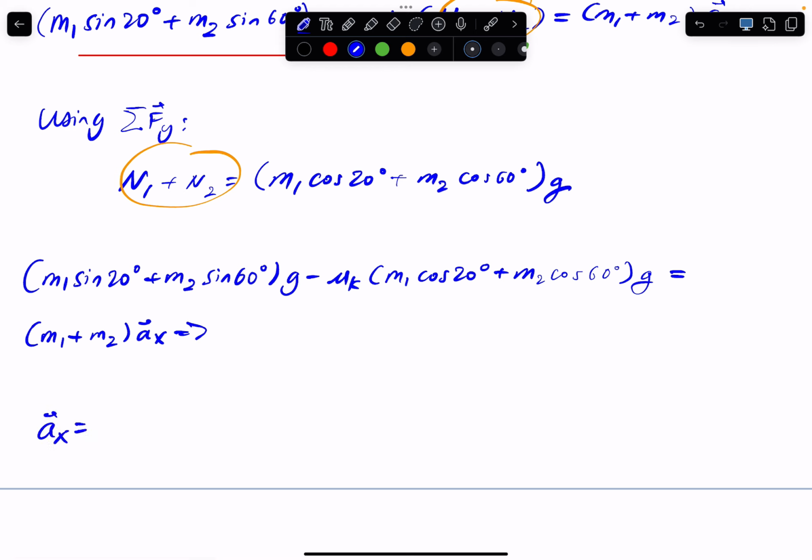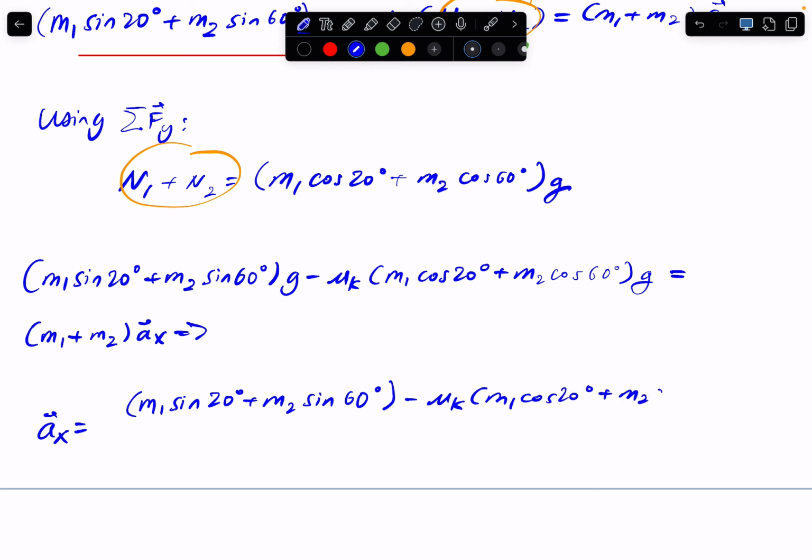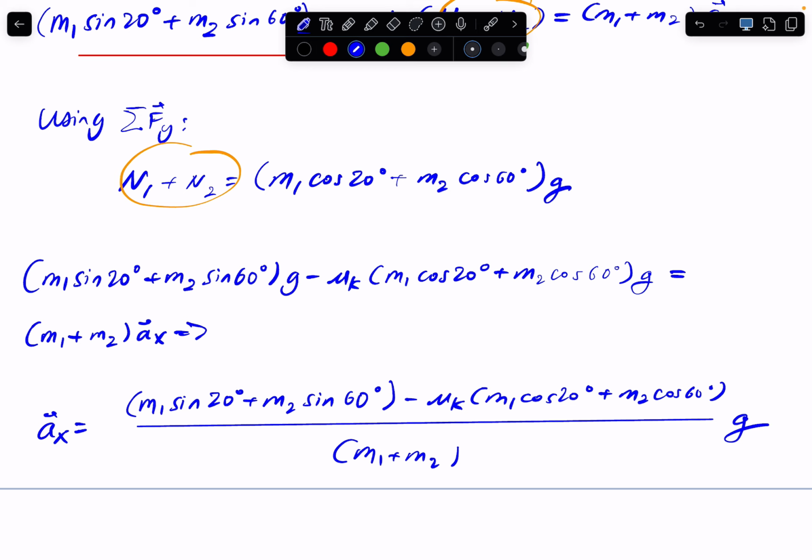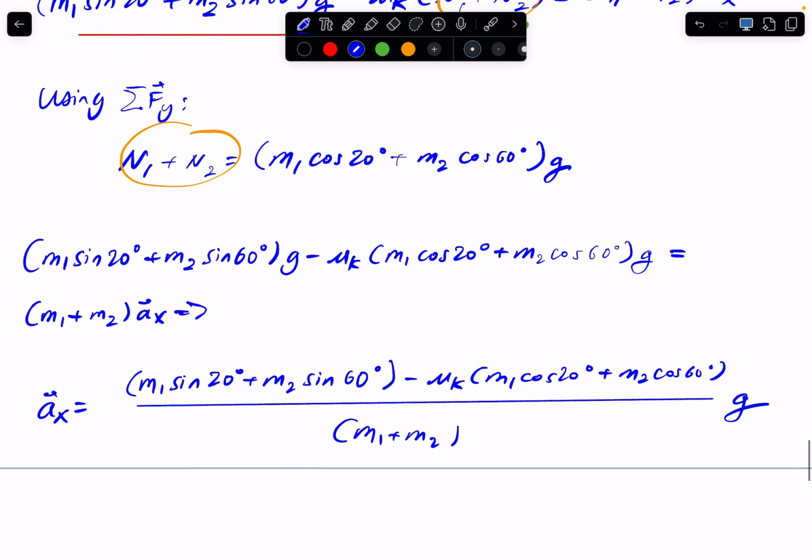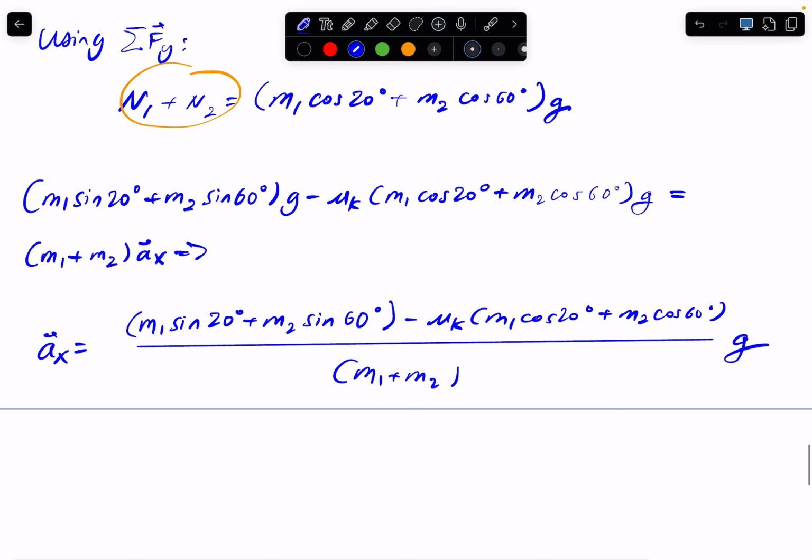All right, now you just divide by the system mass, and you are home for the acceleration at least. m1 plus m2 with the g factored out. Again, if this is looking completely foreign to you, practice it. It's the only way you're getting out of this.